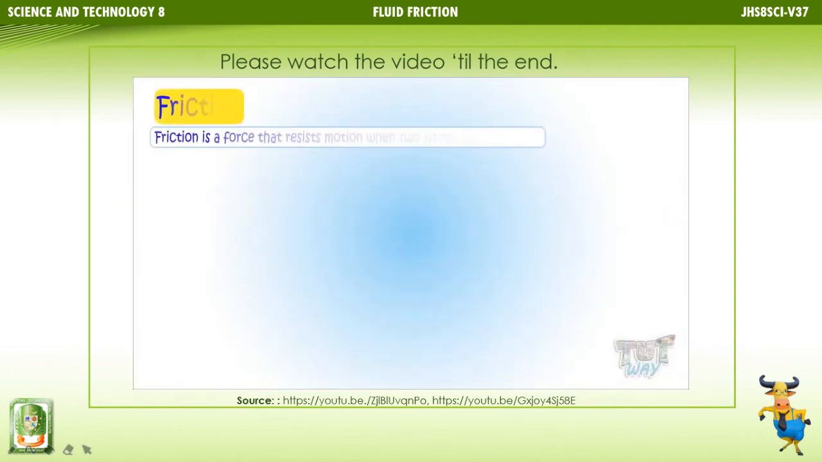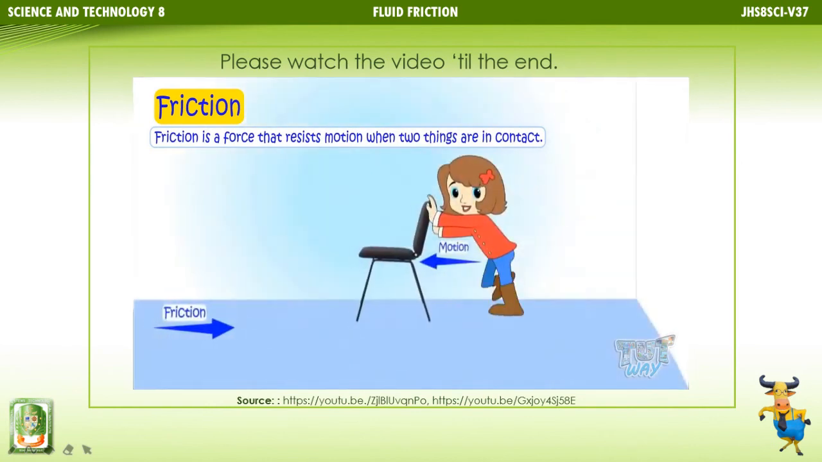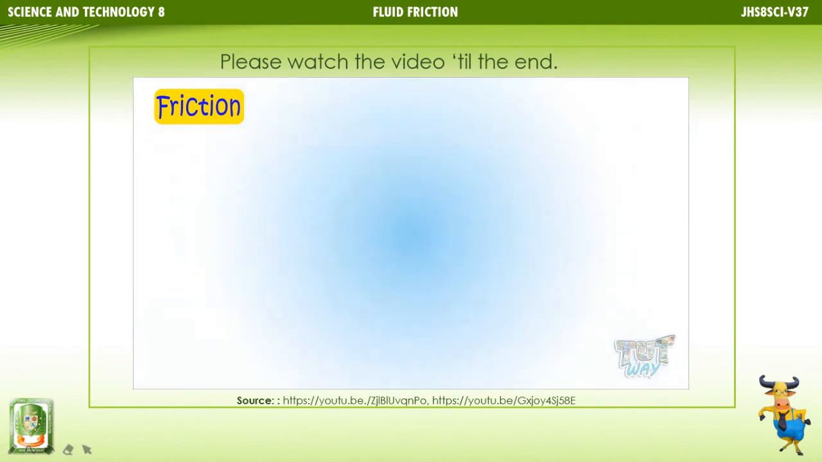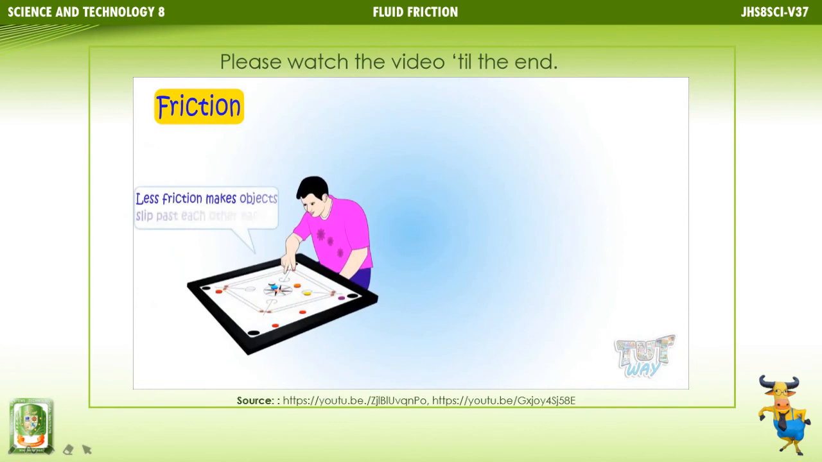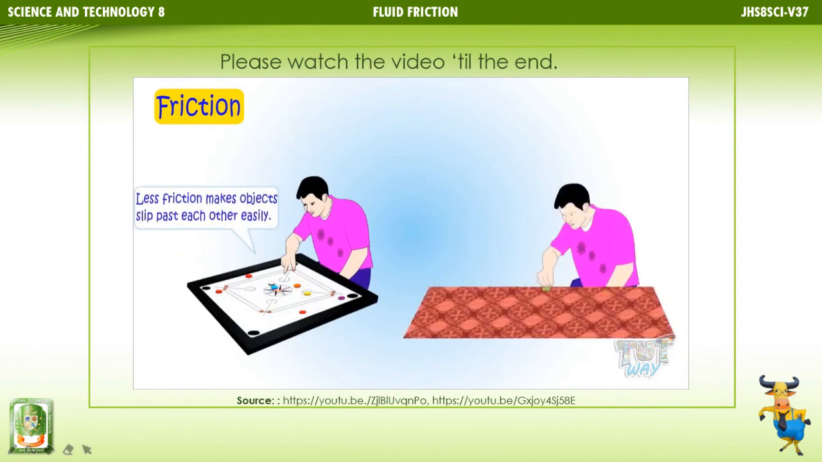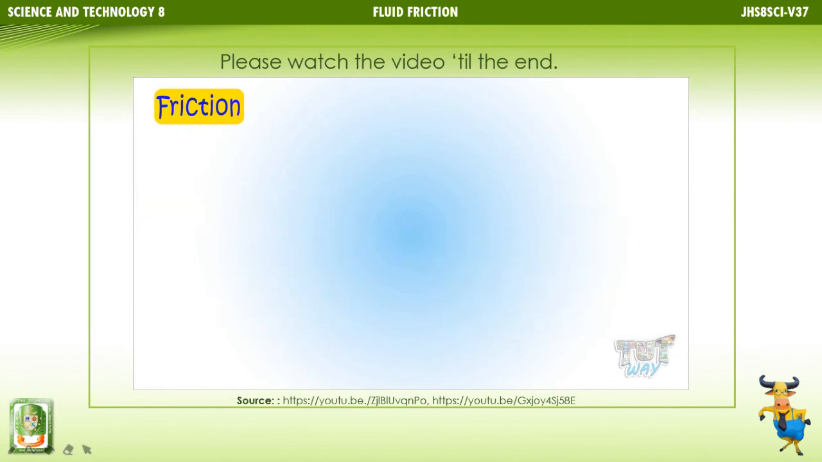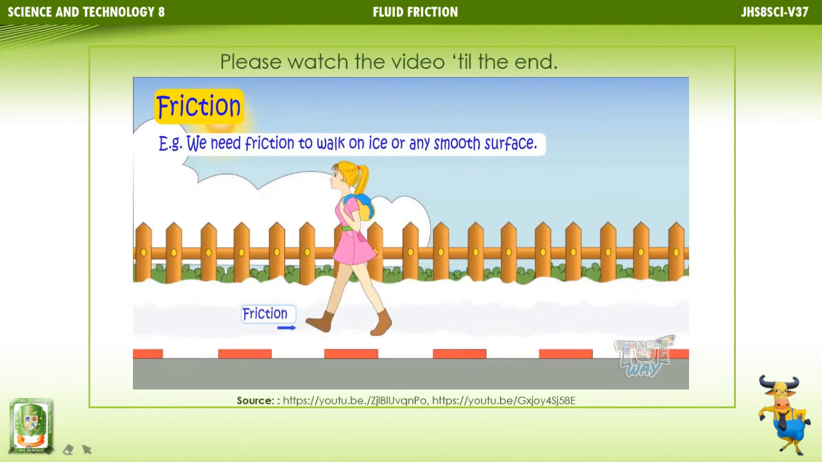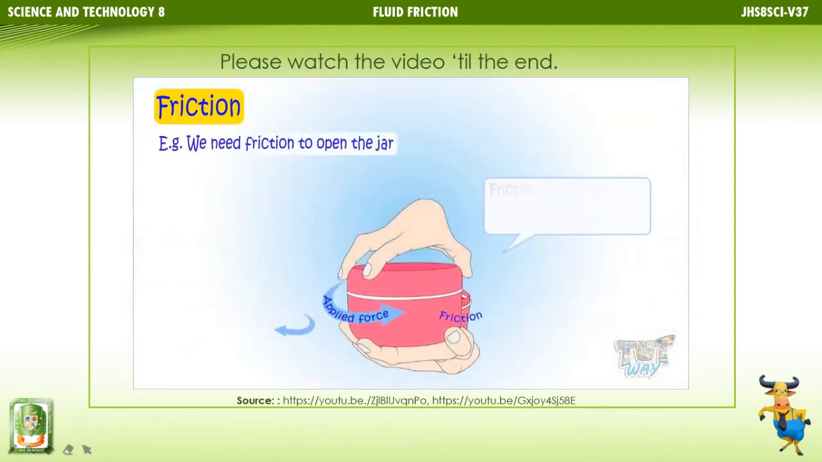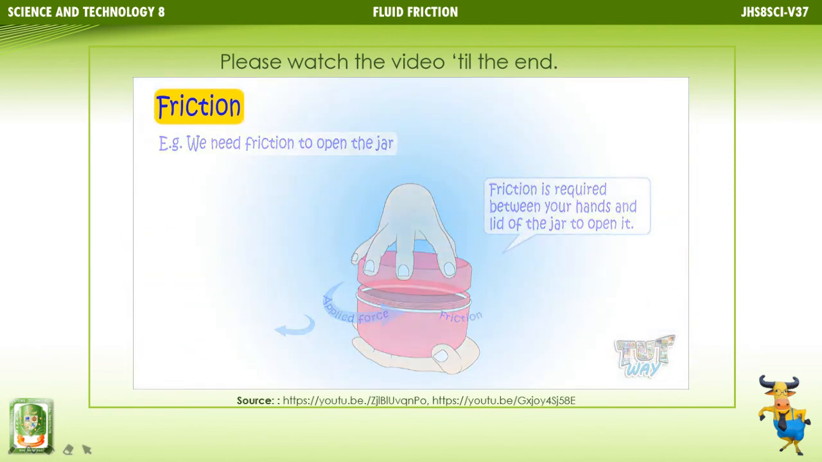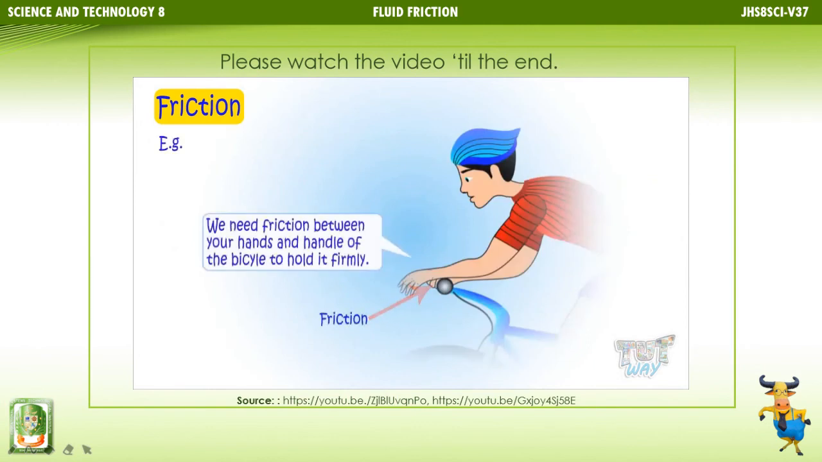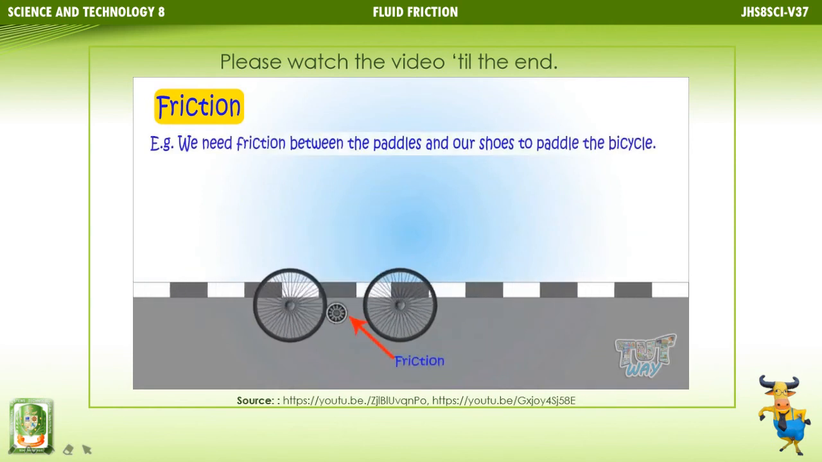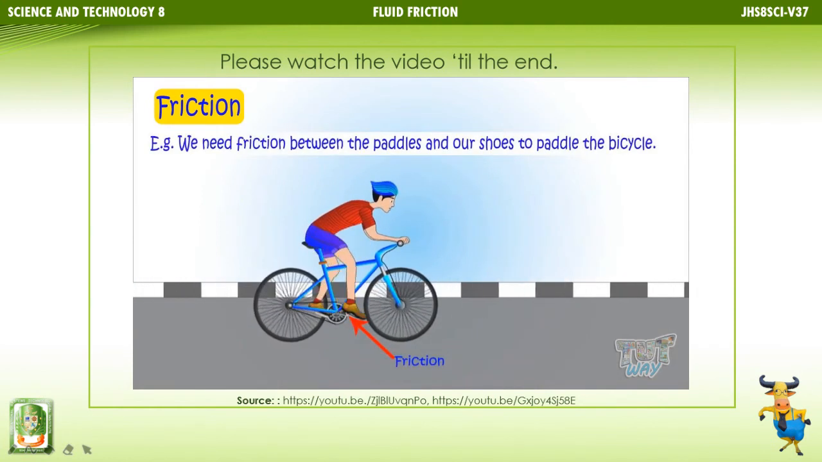We learned that friction is a force that resists motion whenever two surfaces are in contact. When the friction is less, the objects slip past each other easily, and when the surfaces are rough, the objects do not move against each other easily. For example, you need friction between your shoes and ice to walk on it. You need friction between your hands and the lid of the jar to open it. You need grip between your hands and the handle of the bicycle to hold it firmly. You need friction between your shoes and pedals of the bicycle to pedal it.